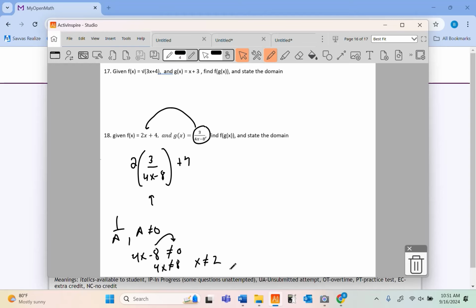X is not 2. And, you know, as far as the domain, you could do something like negative infinity to 2, union 2 to infinity, or you can do set builder, all values of x such that x is not 2. Now, you need to clean this up a little bit. I mean, you're smart enough to know that 2 times 3 is 6.